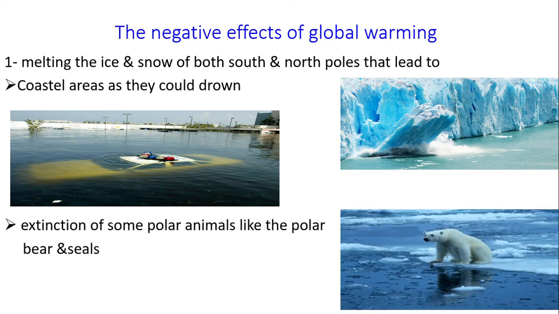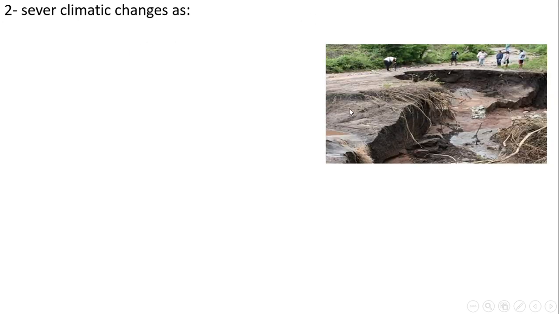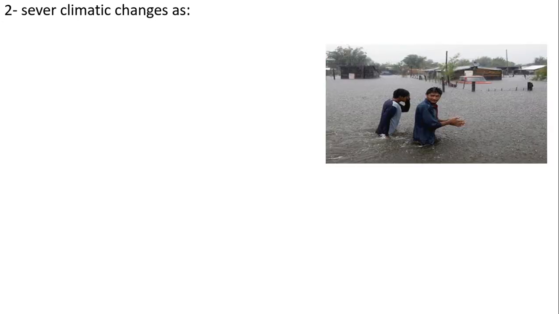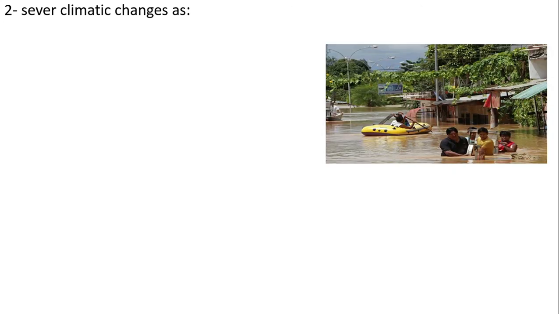Number 2, polar bears or seals will face extinction. So extinction of some animals like polar bears and seals. After that, the main idea is melting ice, and it leads to 2 points. And number 2, severe climatic change. What does severe climatic change lead to? Number 1, severe floods. What will severe floods do? They will damage cities or towns, cause dead bodies, and damage everything in this area, as you see here.